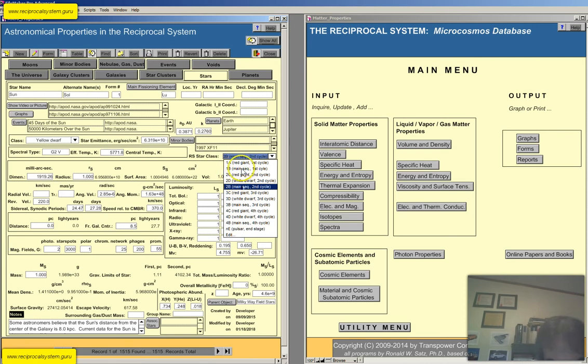1A, which is a red giant first cycle. 1B, main sequence first cycle. 2C, red giant second cycle. 2D, white dwarf second cycle. 2B, which is main sequence second cycle, that's the sun.